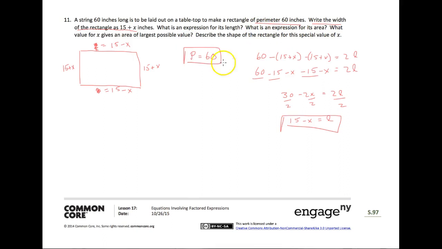What is an expression for the area? Well, area is always length times width, right? But what we know is that our length is 15 minus x, and our width is 15 plus x. And this looks a lot like a minus b, a plus b. So we know that our area is 15 squared minus x squared. The two middle terms fall out. So a is 225 minus x squared.